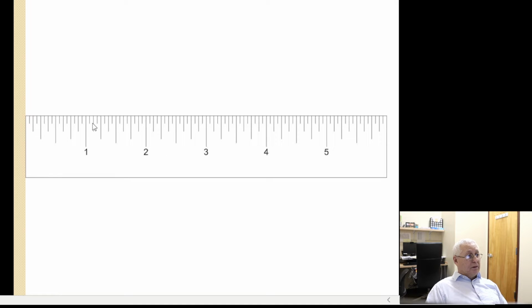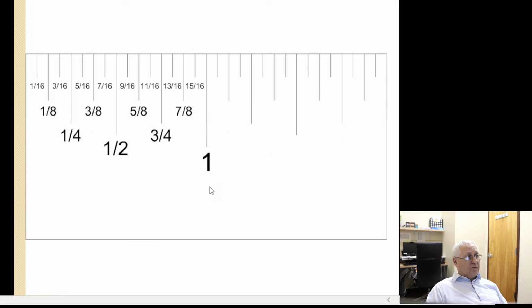If we count all these little places, 1, 2, 3, 4, 5, 6, 7, 8, 9, 10, 11, 12, 13, 14, 15, 16. Here at this 2-inch mark, we would have 1 and 16/16, which is a whole number. 16 divided by 16 equals 1. Each one of these marks is a 16th of an inch, a 16th, an 1/8, 3/16, 4/16, which is a quarter, 5/16, 6/16, which is 3/8, 7/16, and 8/16 is a half. I think you're getting the point.